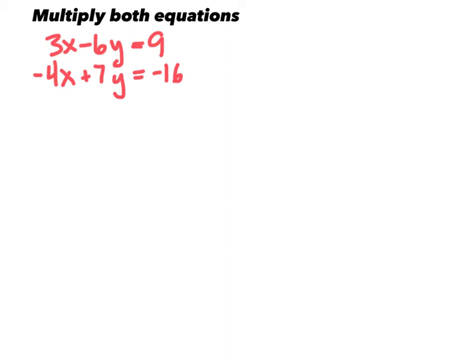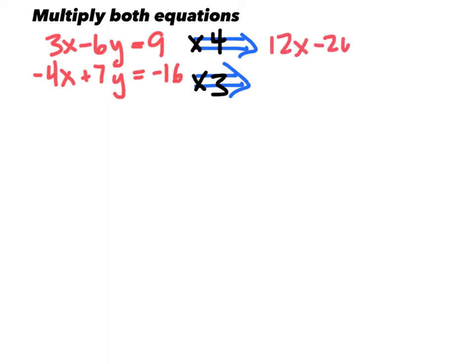So this equation, I'd have to multiply times 4. And the second equation, I'm going to have to multiply this one by 3. So let's see what the new equations would look like. 3x times 4 is 12x. Negative 6y times 4 is negative 24y. Whoa. And people seem to forget this other side of the equation all the time. 9 times 4 is 36. Okay, now multiply everything in the second equation by 3.